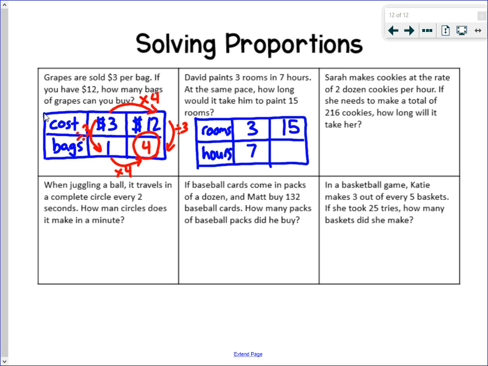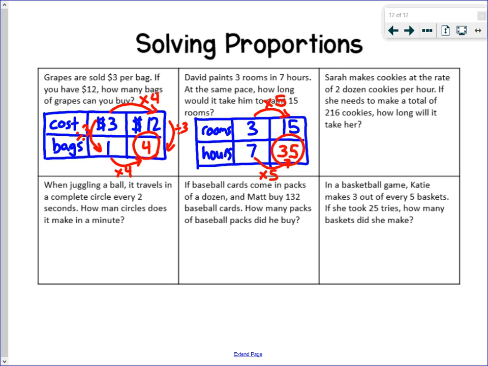In this case, we can't go up and down because 7 divided by 3 is a decimal. However, 15 divided by 3 is 5. So since we're going to be starting at 7, I know that I'm going to have to be multiplying by 5. So 7 times 5, which gives me 35. 35 hours.